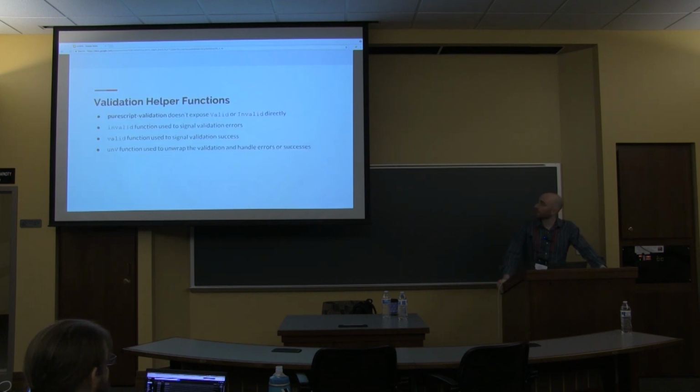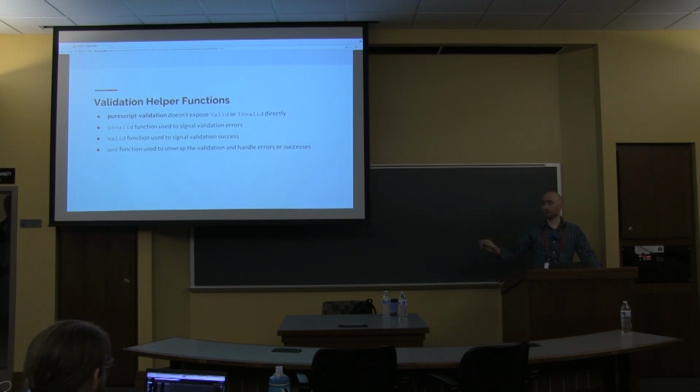So specifically, you might be used to, if you're using data constructors in a language like Haskell or PureScript, using them directly as functions to wrap it. The PureScript validation library doesn't expose these directly. When you want to signal a validation error, you're going to use the invalid function. If you're going to signal a valid result, you're not going to use the valid function because that doesn't exist, and that's a typo. You're going to be using the pure function, which comes from Applicative.